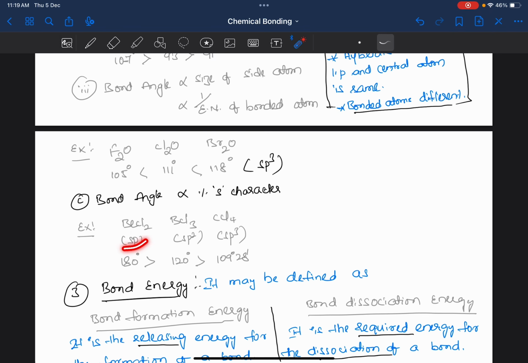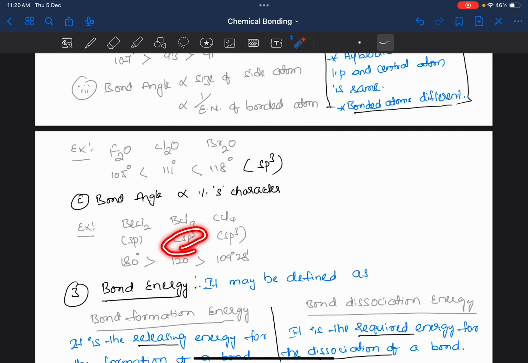In beryllium chloride, sp hybridization. In boron trichloride, sp2 hybridization. In carbon tetrachloride, sp3 hybridization takes place. Okay. So s character is more in sp hybridized orbitals. That is 50%. So therefore the bond angle is more here.